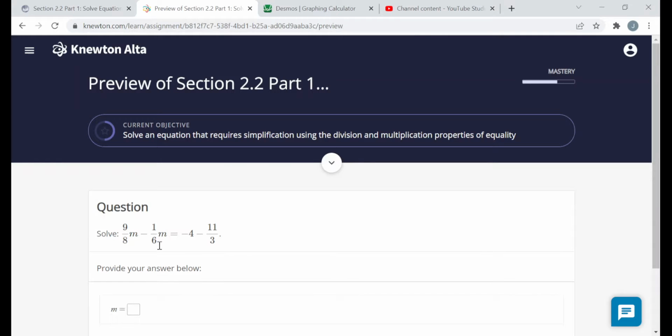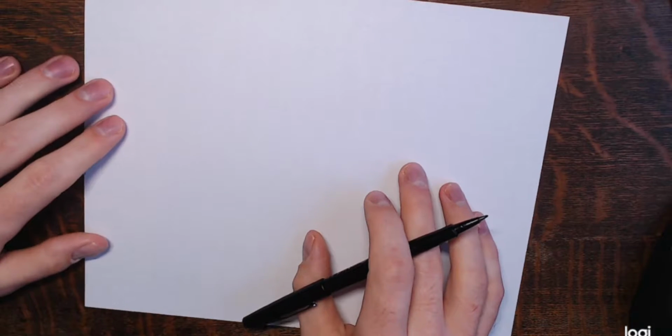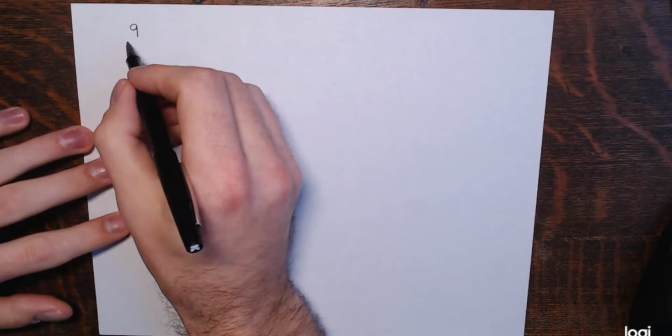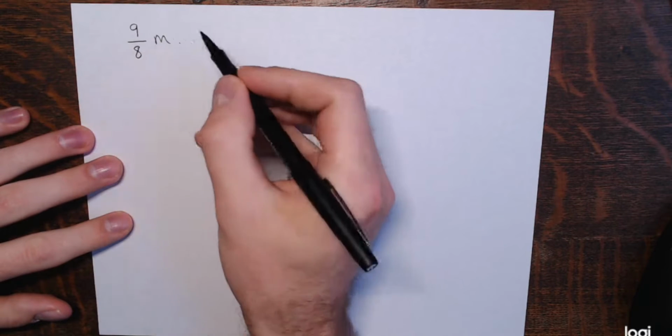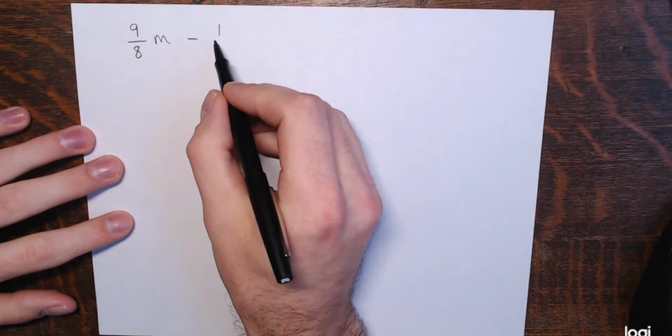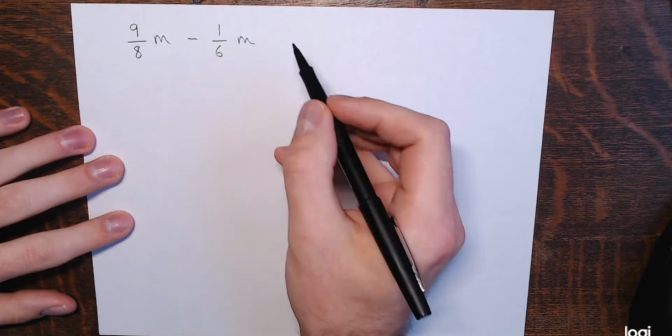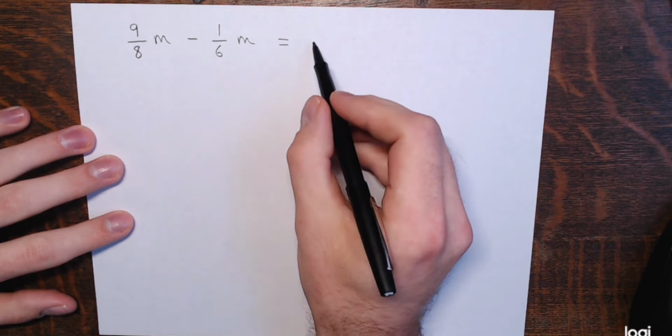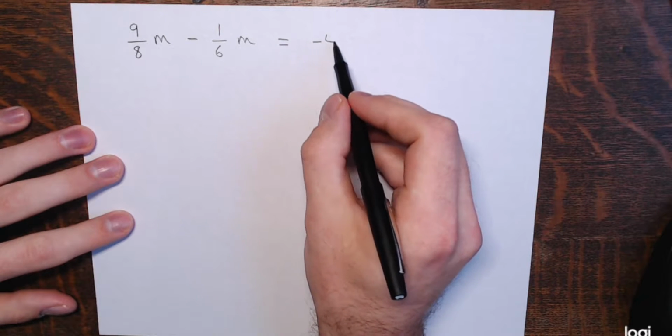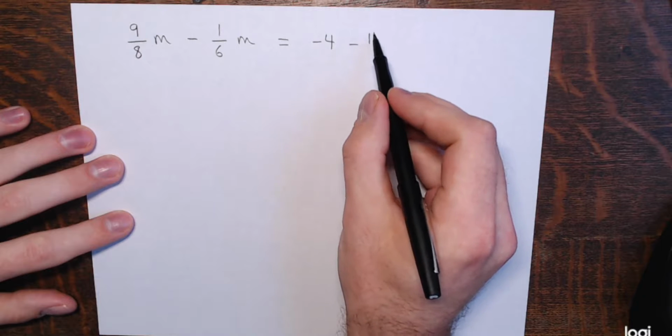Alright, so now some more stuff with fractions and simplification. So here's another one that I'll write out. On the left side, we have 9/8 times m minus 1/6 times m equals, and on the right side, -4 minus 11/3.